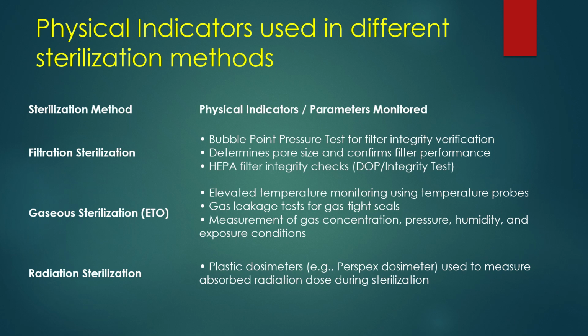In gaseous sterilization, physical indicators include temperature monitoring using probes, gas leakage test to ensure gas tight seals, and measurement of gas concentration, pressure, and humidity and exposure conditions to ensure effective sterilization. In radiation sterilization, physical indicators include plastic dosimeters used to measure the absorbed radiation dose during sterilization, ensuring that the required dose is delivered for effective sterilization.